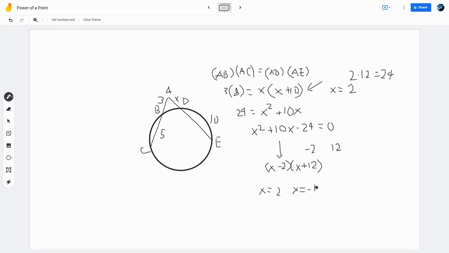But this is not happening, right? You can't have a negative line. This is an extraneous solution, so this is our only solution here. X equals 2.